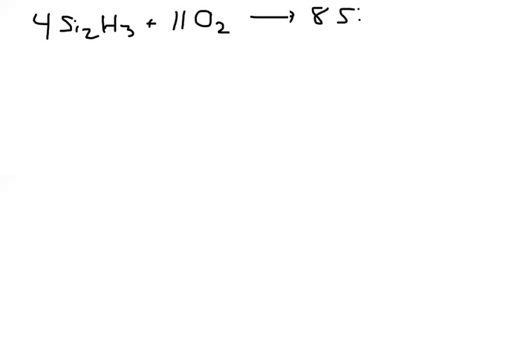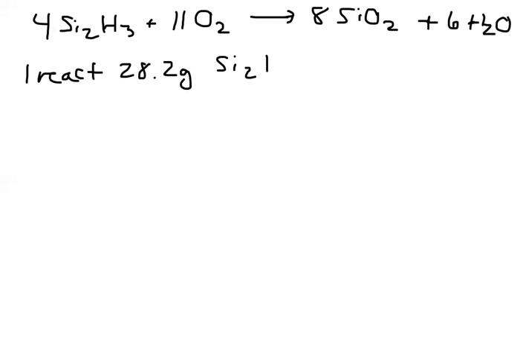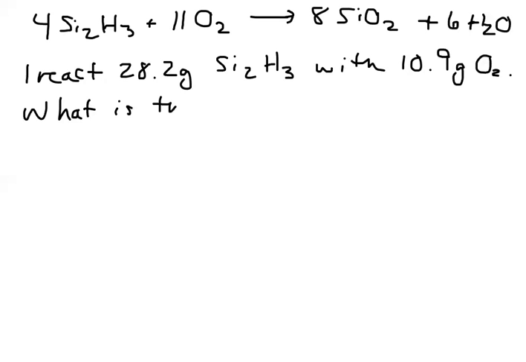If I have 4Si2H3 plus 11O2, which will go to 8SiO2 plus 6H2O, I react 28.2 grams of Si2H3 with 9 grams of O2. What is the limiting reagent?